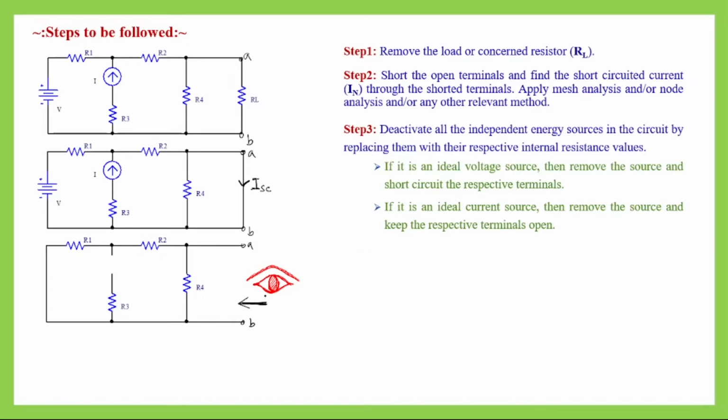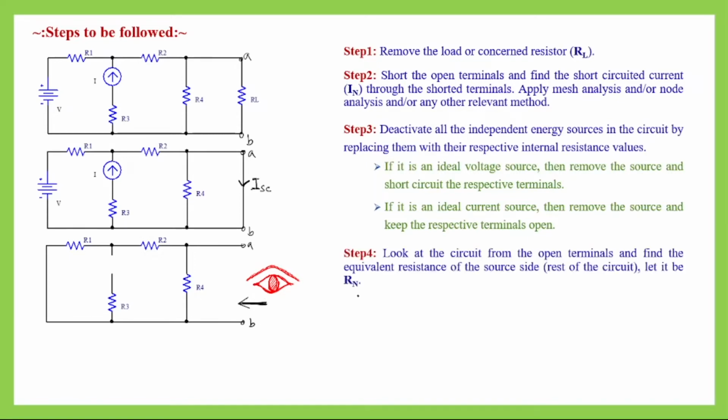Now that equivalent resistance will be called Rn, and after obtaining ISC and Rn, we will connect the current source having value ISC, that is In, and this equivalent resistance Rn in parallel. After connecting these two components, we will connect back the load resistor that we disconnected at step 1. And this will be our modified simplified circuit as per Norton's theorem.